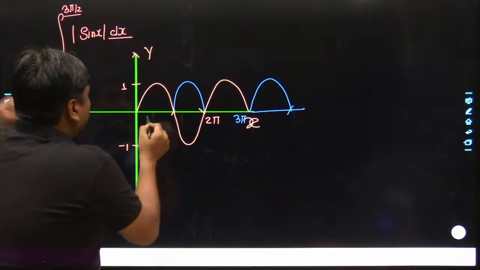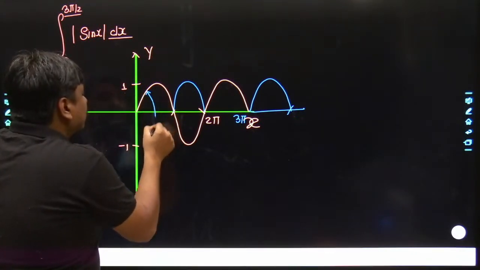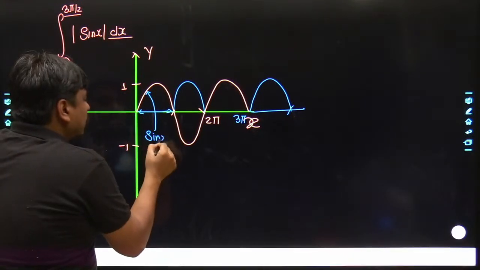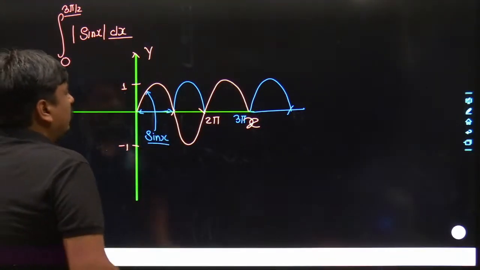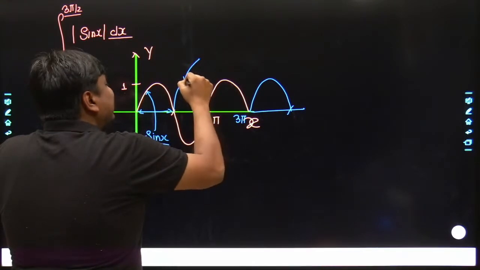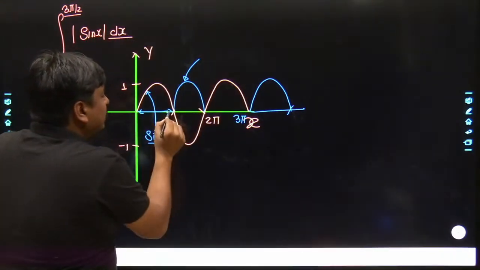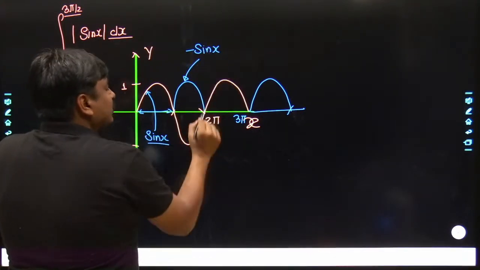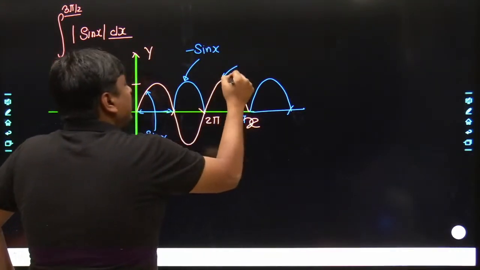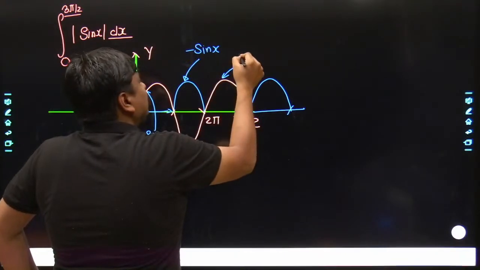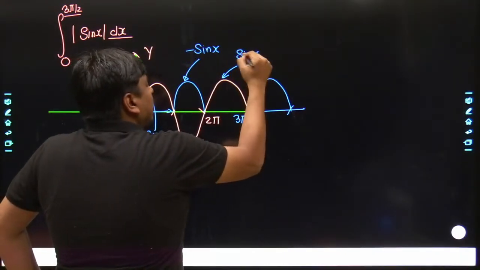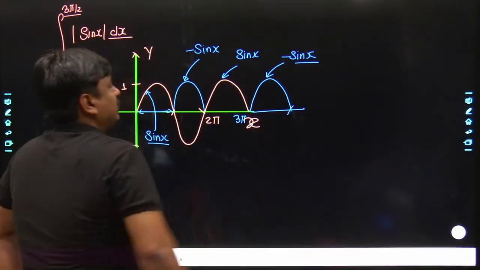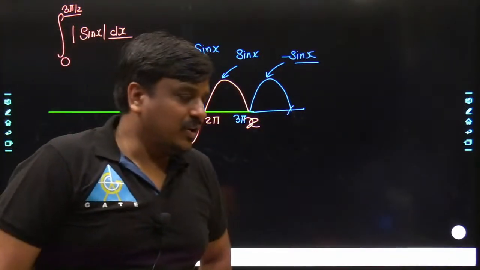So may I know what is the nature of the sinusoidal function in between 0 to pi? It is simply sin of x. But now if you discuss the nature of mod of sin x in between pi to 2 pi, it is minus of sin x. Similarly, in between 2 pi to 3 pi, the nature of mod of sin x is simply sin of x. And from 3 pi to 4 pi, it is minus of sin x. Could you understand what I am saying?